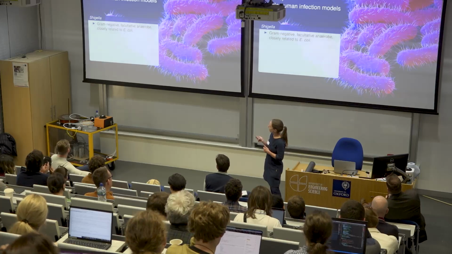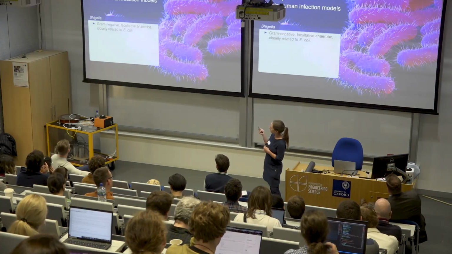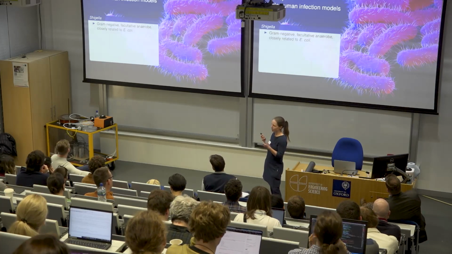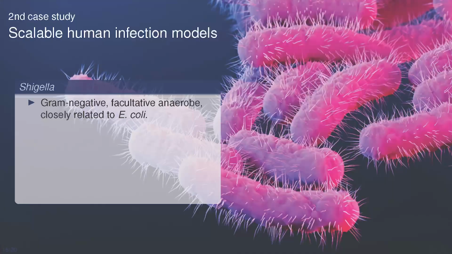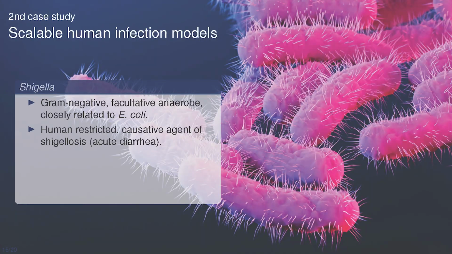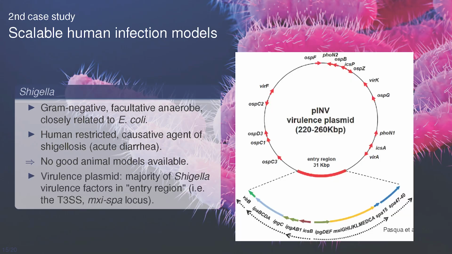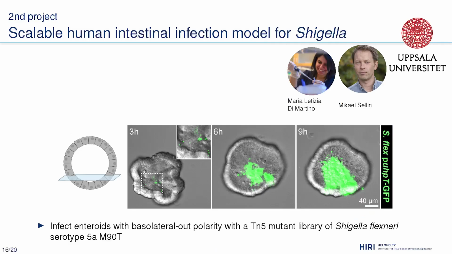The other project was about Shigella, a gram-negative bacteria. It's human restricted and the causative agent of shigellosis, so there are no good animal models available. It has a virulence plasmid that's very important for entering the cells. It was done in collaboration with a group in Uppsala, which did the organoid infections.